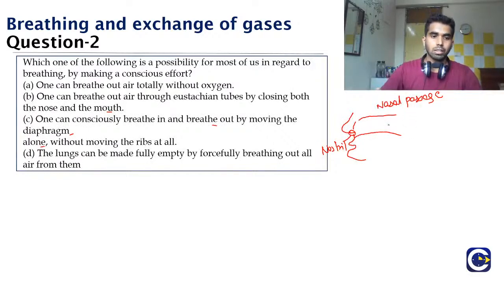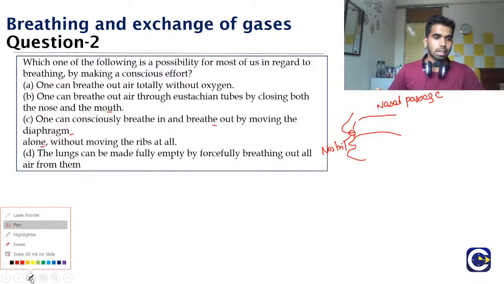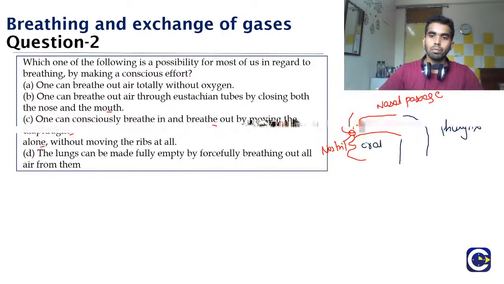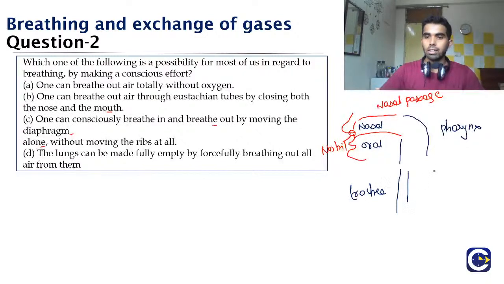This nasal passage opens into another area, and that area is known as the pharynx. As I have discussed earlier also, the pharynx is the common passage for both the oral cavity and the nasal cavity. From the pharynx, this is the trachea that opens, and the other thing that opens is the esophagus. So the pharynx opens into the trachea.